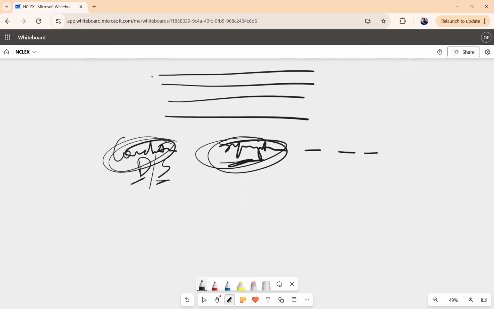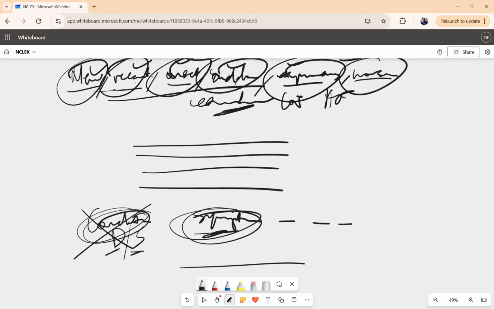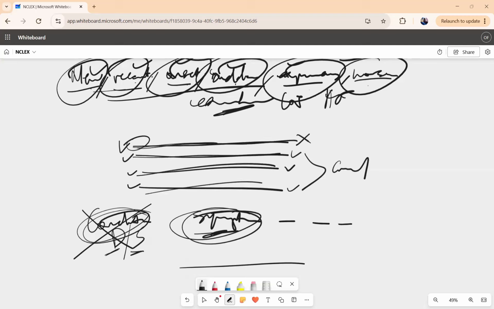Now, guess what? If NCLEX doesn't give you the condition, let us say we have four answer keys: one, two, three, four. These three all have a condition, but this one doesn't have a condition. This is definitely going to be your answer. You don't even understand yet what is going on with each patient, but because you saw that these three have a condition and this one doesn't, that is your correct answer.